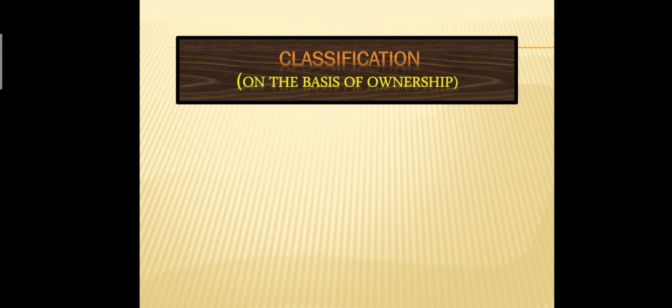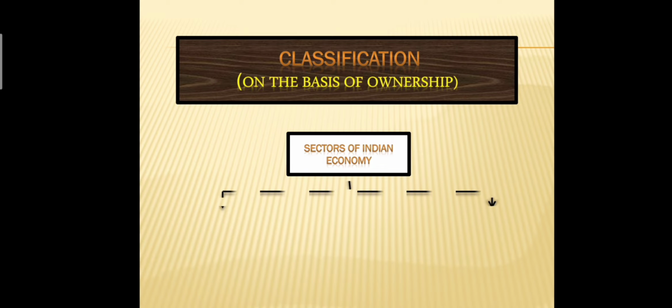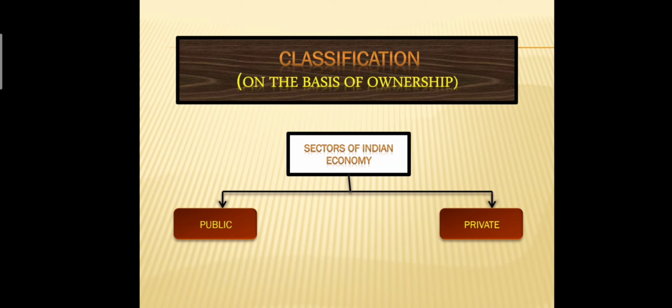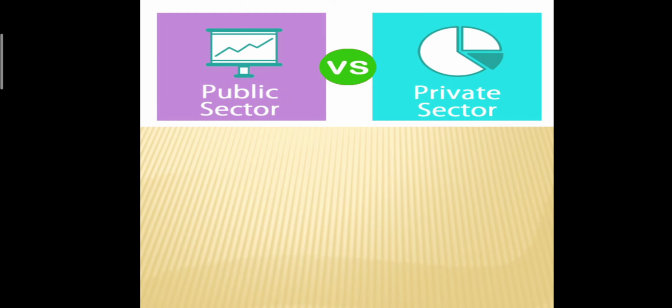Now, another classification is based on the basis of ownership. Here, we are having two types. First is public and the second one is private. We can understand public sector and private sector in a better way by differentiating them.